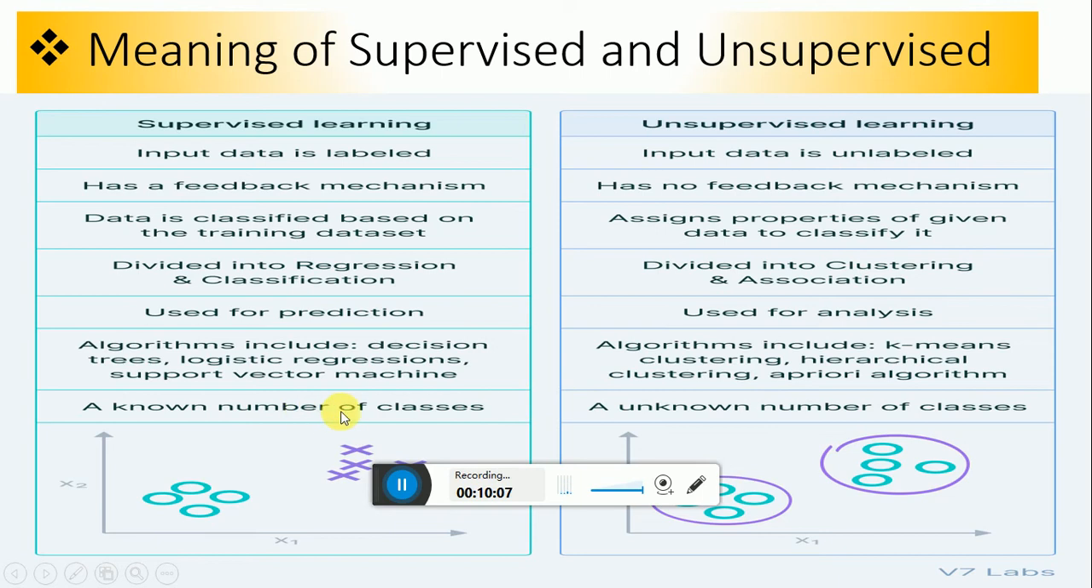Supervised has a known number of classes, and unsupervised has an unknown number of classes. So this is labeled data and this is unlabeled data. So this is the difference between supervised and unsupervised learning.